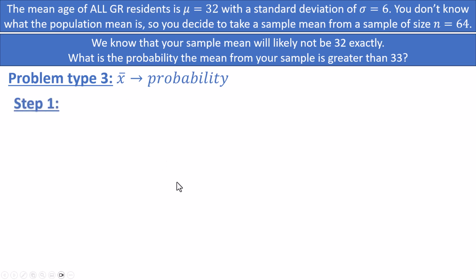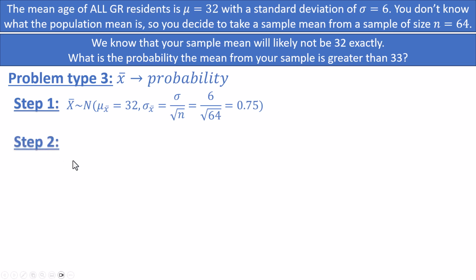So the steps are going to be, well, first we need to write out the distribution of x bar. We've already done this in a previous step here, right? The mean is going to follow a normal distribution because we have met the second condition of a sample size of at least 30. It's going to have the same mean as the population that they stated, and the standard error, or standard deviation of x bar, is going to be whatever they gave us divided by the square root of our sample size of 64. And if you divide that out, you're going to get 0.75.